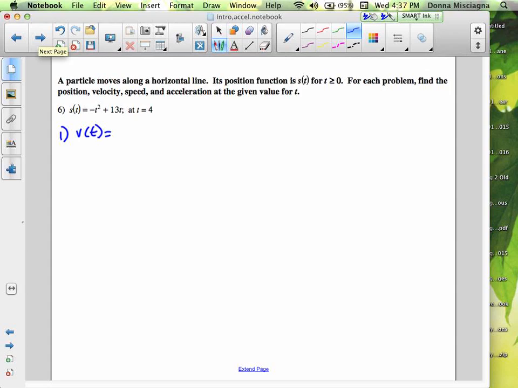And our velocity function, we'll just take the derivative, would be negative 2t plus 13. Second step is to find v of 4. So we have negative 2 times 4 plus 13, which is negative 8 plus 13, or 5. We should have units here. 5 meters per second is our velocity.